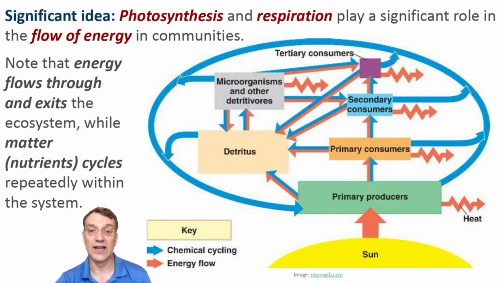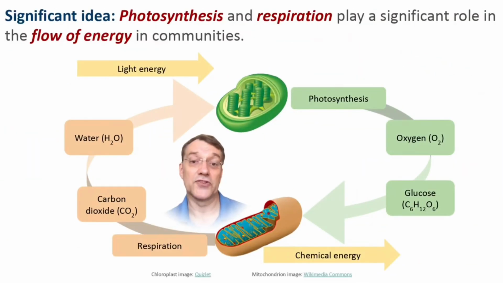Energy enters as sunlight, it passes through various organisms, and it ultimately exits as heat. Photosynthesis and respiration are essentially opposite reactions. In photosynthesis, plants convert carbon dioxide and water into glucose and oxygen using light energy. In respiration, organisms break down glucose with oxygen to release energy, producing carbon dioxide and water as byproducts.